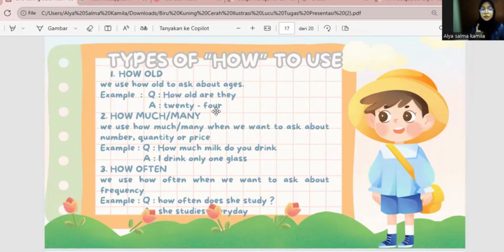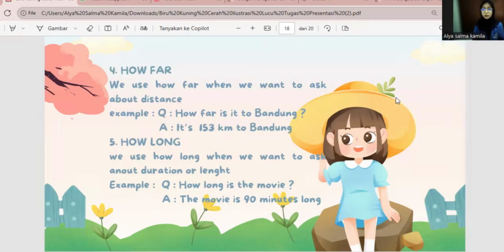How often? We use how often when we want to ask about frequency. Like, "How often does she study?" She studies every day. How far? We use how far when we want to ask about distance. Example, "How far is it to Bandung?" It's 153 kilometers to Bandung. How long? We use how long when we want to ask about duration or length. Example, "How long is the movie?" The movie is 90 minutes long.